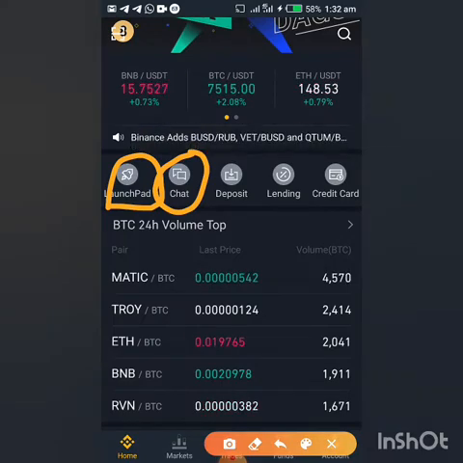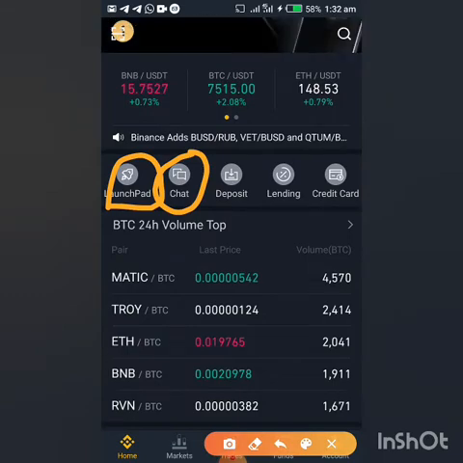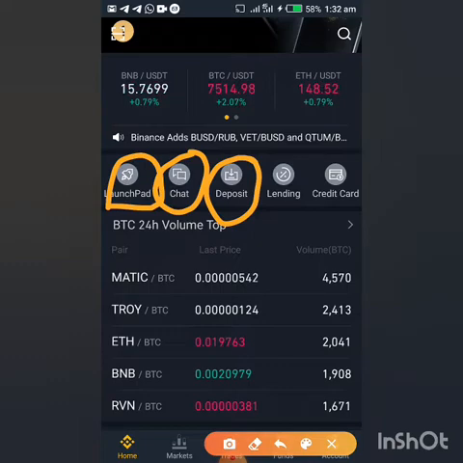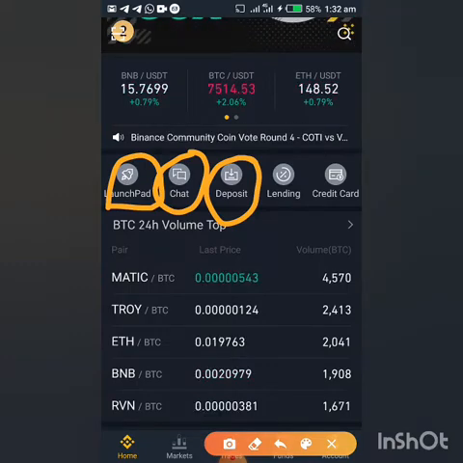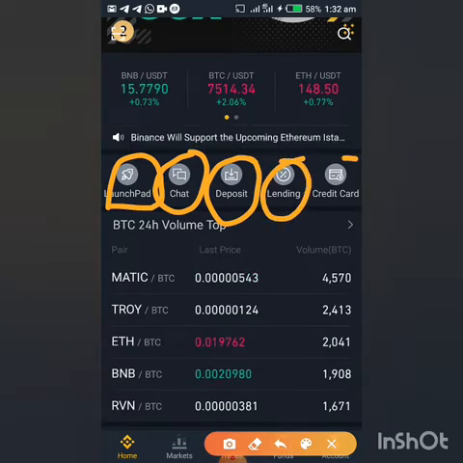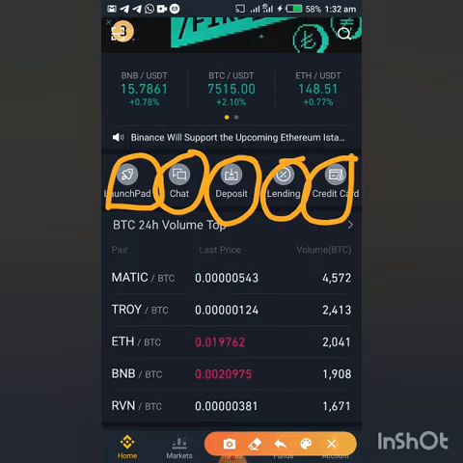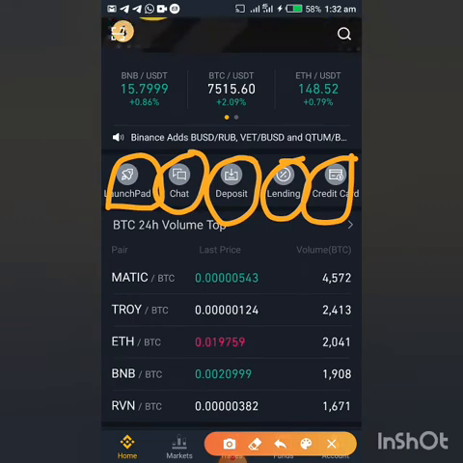Then you want to deposit coin to your account. This is where you go to deposit. And then the lending, that's for those that wish to invest. For the lending platform, this is for them. We have the credit card. Maybe you want to credit your account with your ATM and all that. That's the option for you.